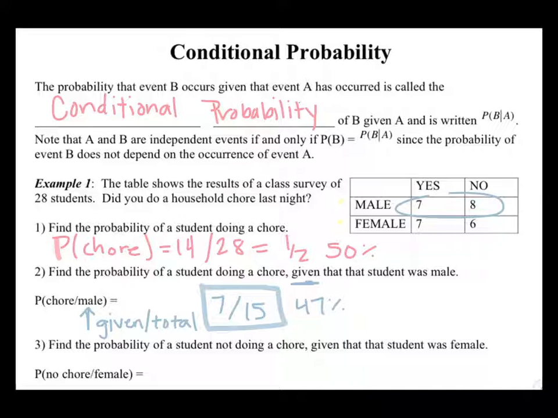So for number 3, find the probability of a student not doing a chore given that the student was a female. So that's your given, that's your total. Given that they're a female, there are 13 total females. And how many of them said they did do a chore? 7 out of... Nope, we're not doing chores, we're doing no chores. So how many of them said they didn't do a chore? That's going to be 6 out of 13, which is 46%.